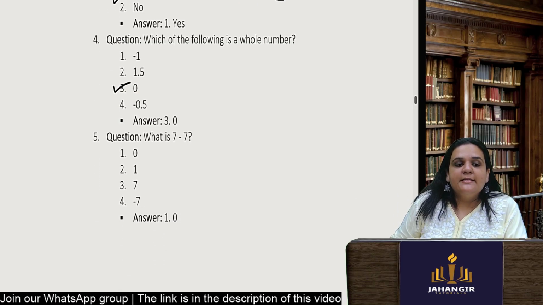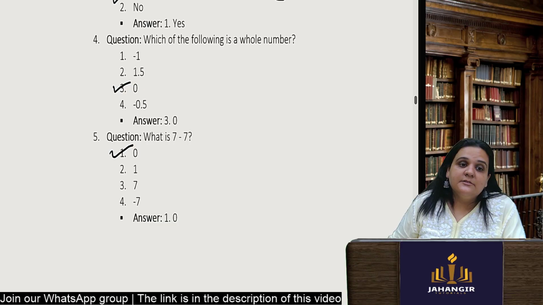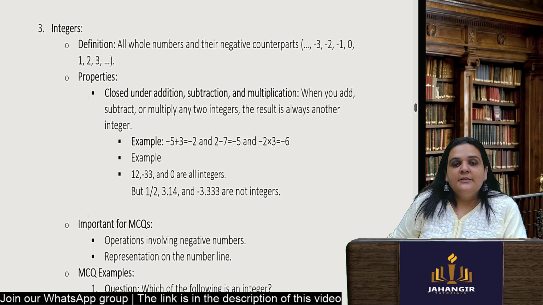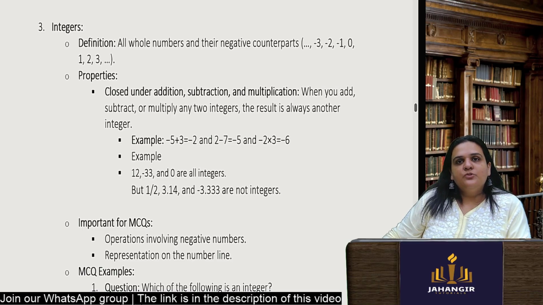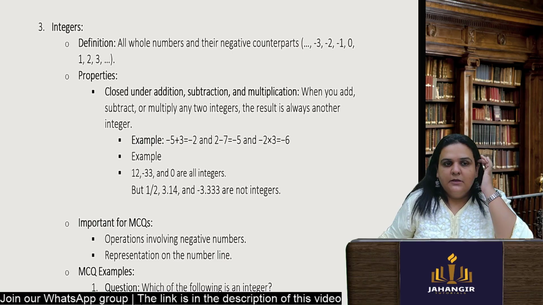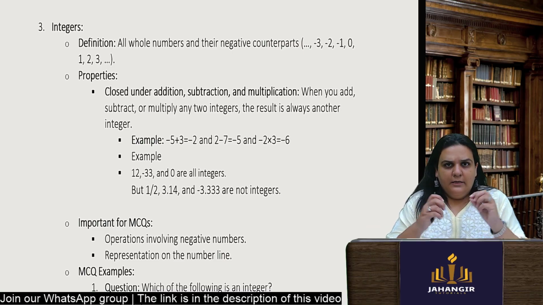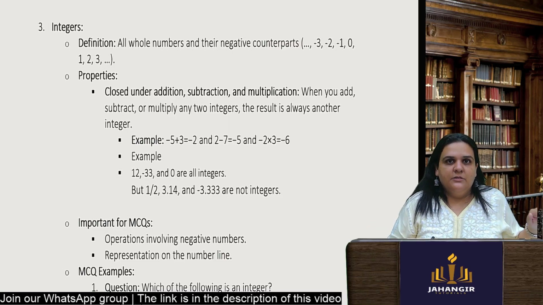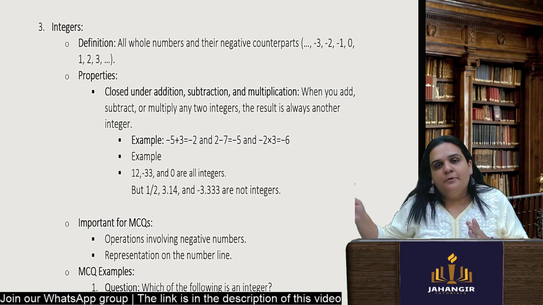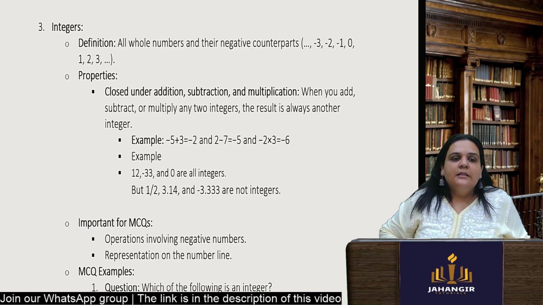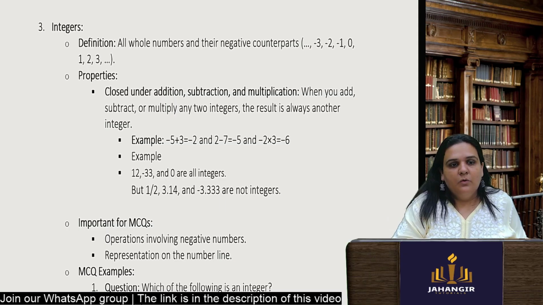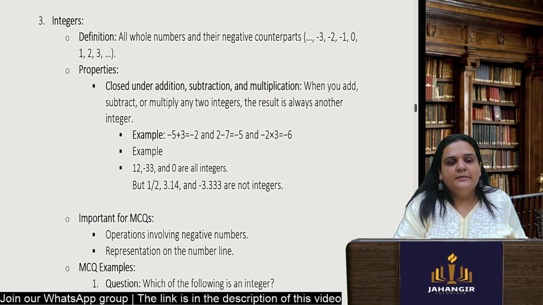What is 7 minus 7? 0. Again, 0 is a whole number. Next is integers. Okay, so I am finished with natural and whole numbers. Third is integers. Integers is nothing but on the number line we plot negative numbers also. So those negative numbers and 0 and all the other positive numbers, natural numbers, they all together are known as integers. Okay. So now what are the properties of integers?